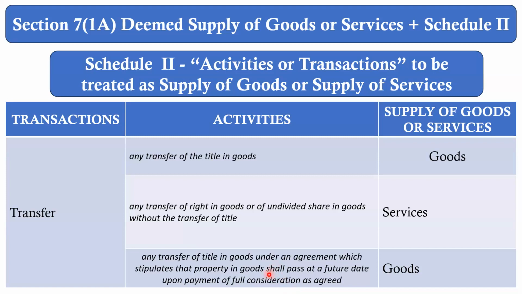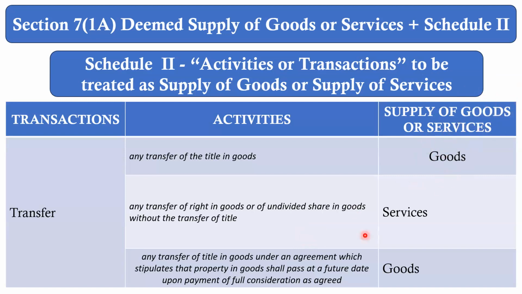That is the transfer. What exactly is a transfer? If someone is transferring the title of goods, for example, I am going to a shop and purchasing a pen. In this case, the owner was the seller, and now I am the owner. So here the goods have been transferred to me. So what type of supply is it?